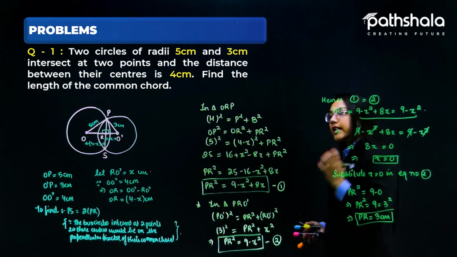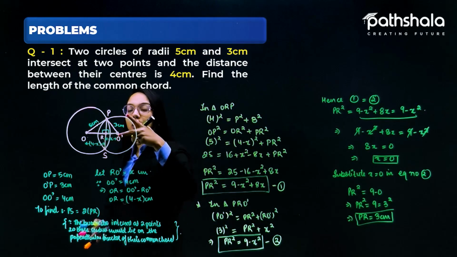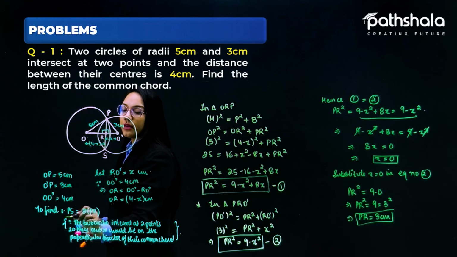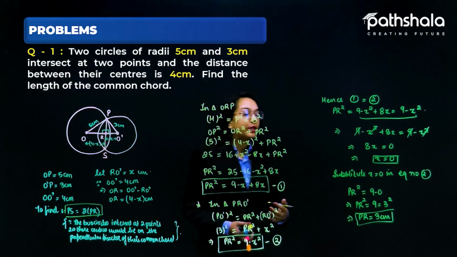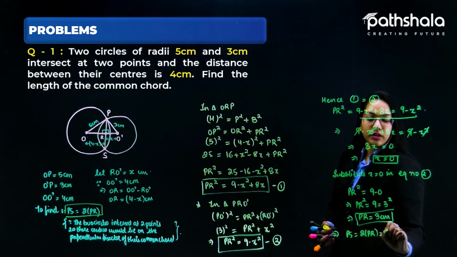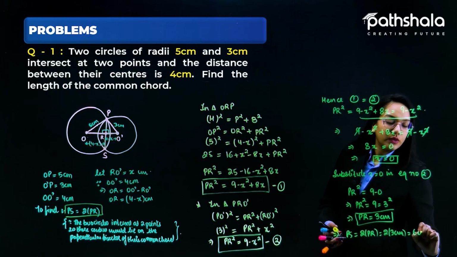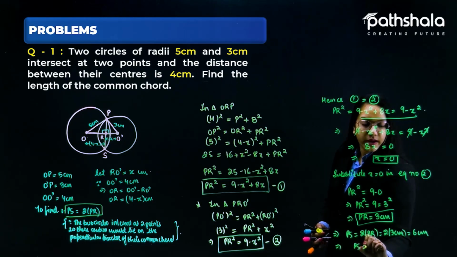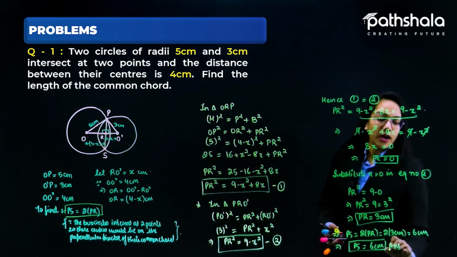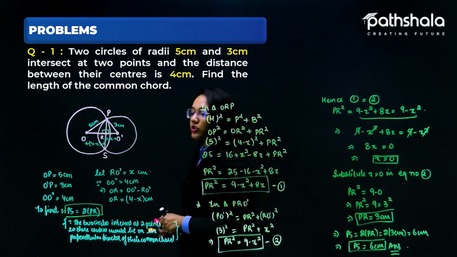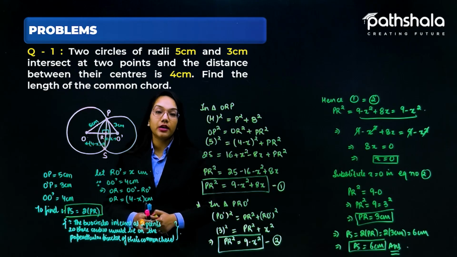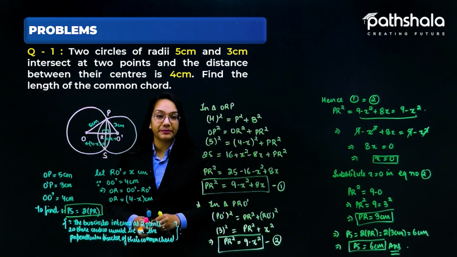But what is the value that we wanted to find out? We wanted to find the whole common chord length, which is PS, and we already know that PS is twice of PR as per the theorem. So PS is twice of PR, which is twice of 3 centimeter, which is equal to 6 centimeter. And hence at the end, the length of the common chord is 6 centimeter, which is our answer. So this is all about this particular question. Using this theorem, we have calculated the value of the common chord PS, whose value is equal to 6 centimeter.